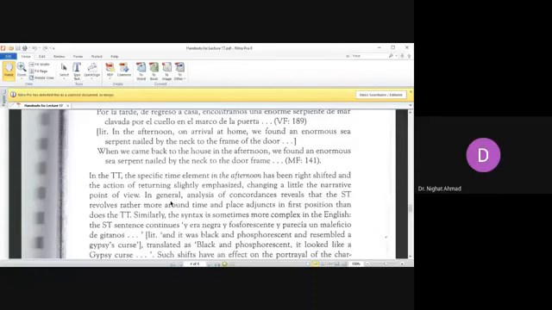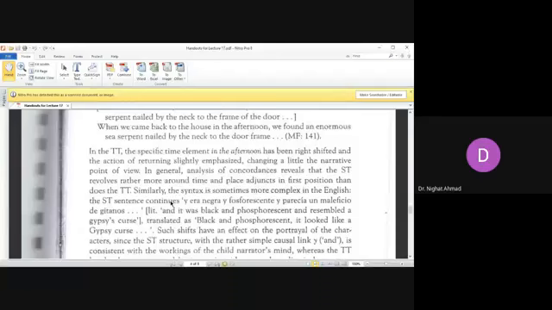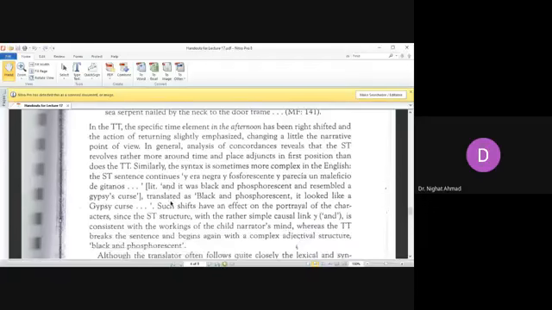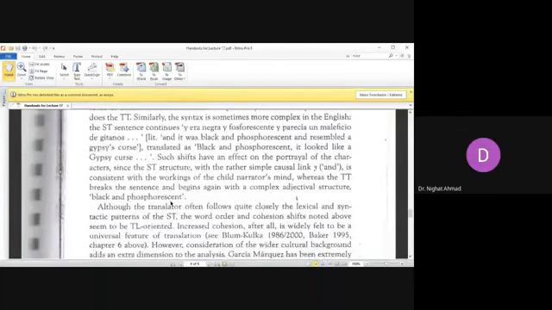The source text sentences continue: it was black and fluorescent and resembled gypsy skirts, and it's translated accordingly. These are just examples given from the text; I'm going to skip them, and you can read them on your own. It says such shifts have an effect, a simple causal link consistent with the workings of the child's narrative mind, whereas the target text breaks the sentence and begins again with a complex adjectival structure, in black and fluorescent.